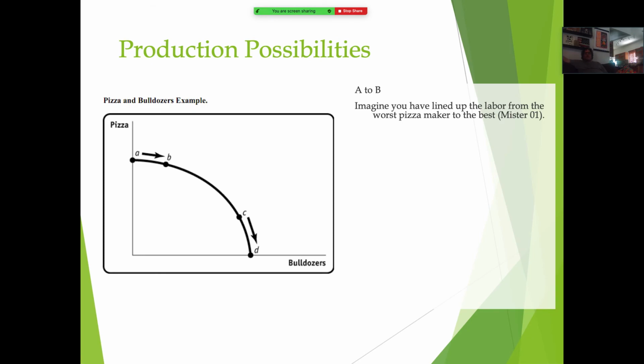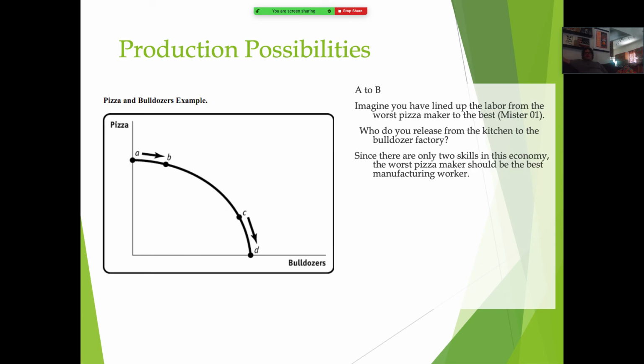So what do you think you're going to do when you start making bulldozers? Which pizza makers are you going to get rid of? You're going to get rid of the worst pizza maker. And so you send your worst pizza maker over to the bulldozer factory. Well, if he's not very good at making pizzas, you're not going to lose very much pizza. He wasn't so good at it anyway. And by definition, if he's the worst at making pizza, he's probably going to be the best of those guys at making bulldozers. And you can see this will happen all the way down the line. So I can gain a lot in bulldozers without costing me very much pizza.